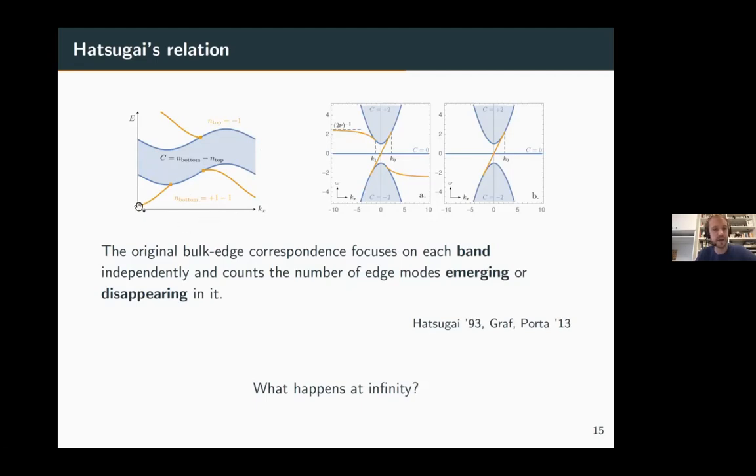And then you say, if I have some edge mode that merges with the blue bands, then that's +1 below. And if it appears from the band as kx increases, then it is -1. And you have the same rule above, except that you flip the sign. So here it merges with the continuum, so it's -1. And now the bulk-edge correspondence states that the Chern number is equal to the number of edge modes below minus the number above. So that's our rule or definition of how you count edge modes precisely.